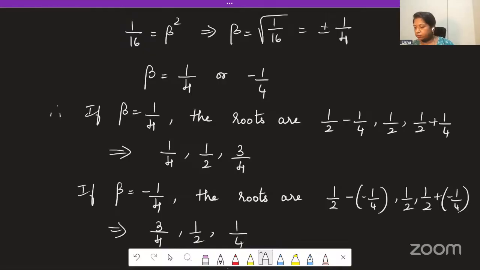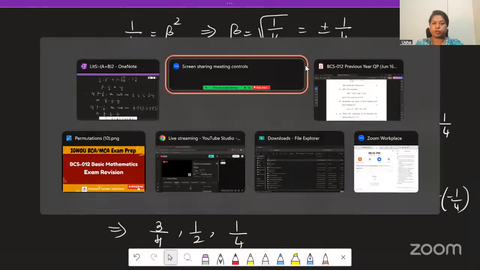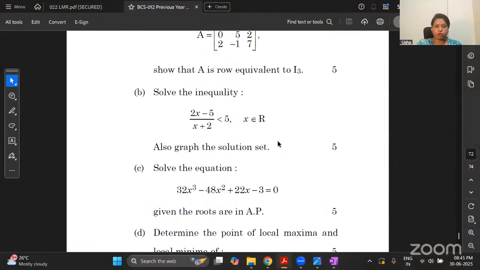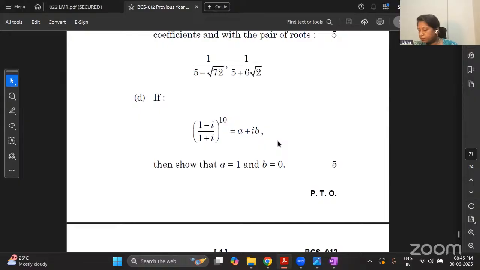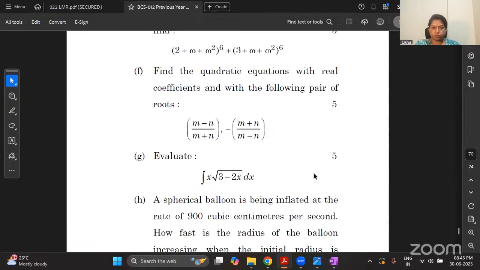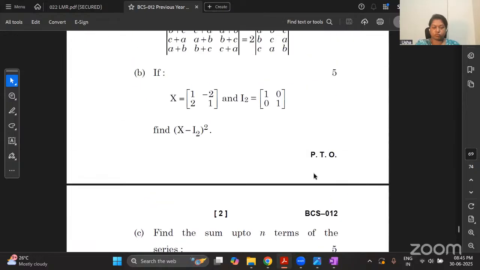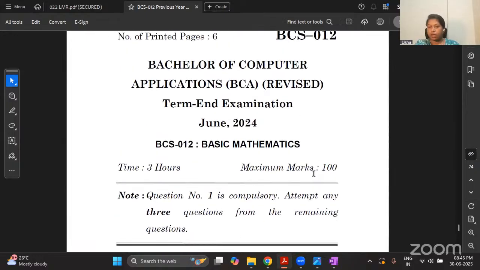Is this clear? Tell me if you want one more problem of this type. Let me know if you want one more problem of this type. Cubic equation. We'll solve one more and then we'll go to the next. Yes or no?